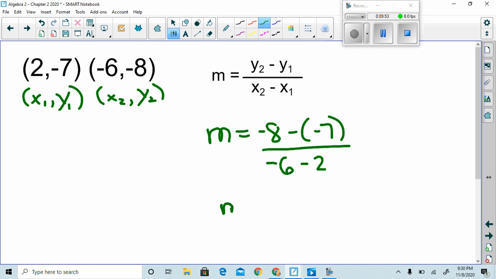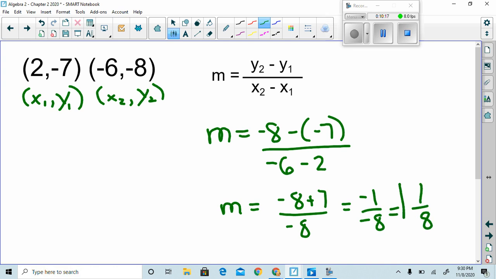Here's where it's important to watch our signs. Remember, we're going to add the opposite, so that becomes -8 plus 7. Add the opposite, negative 8. Negative 8 plus 7 is a negative 1 over negative 8, and negative divided by negative is positive. Easy enough to pull out your calculator to check to see if we're getting these numbers correct. And again, we'll be doing many more problems in our next section.